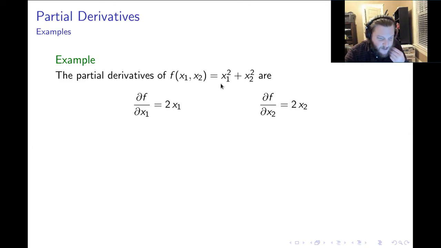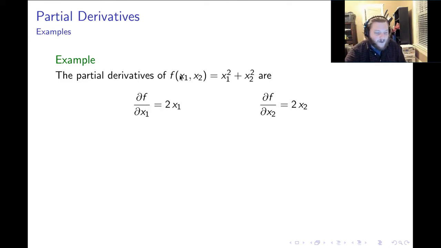My first term is x1 squared. Well, the derivative of x1 squared with respect to x1 is, by the power rule, 2 times x1. Then I move to my second term here. My second term is x2, which I'm viewing as x2 squared, and I'm viewing x2 as a constant. So the derivative of x2 squared with respect to x1 is equal to 0.